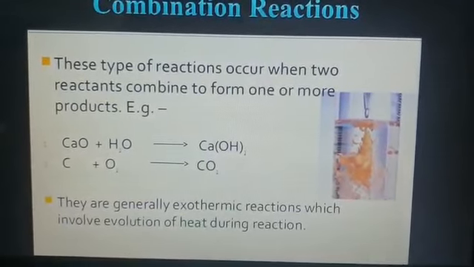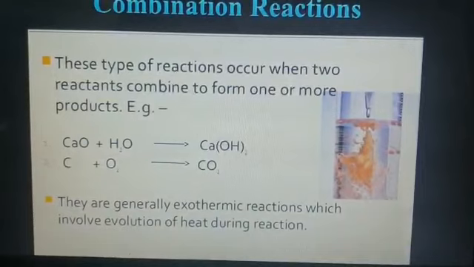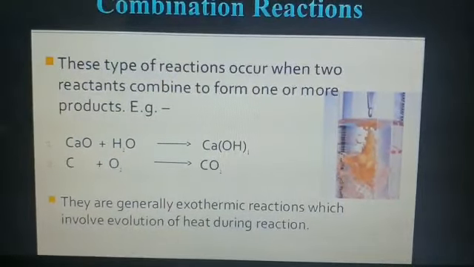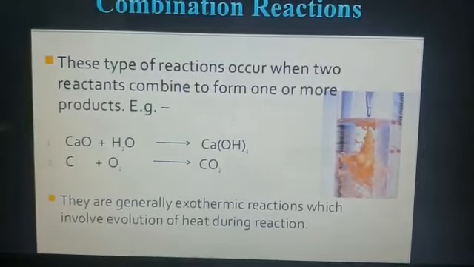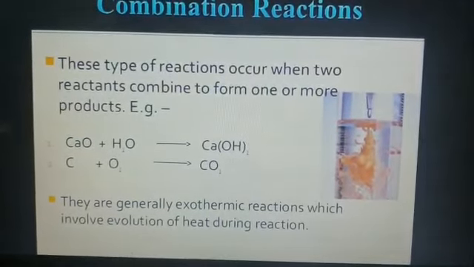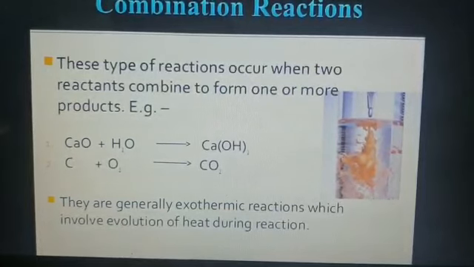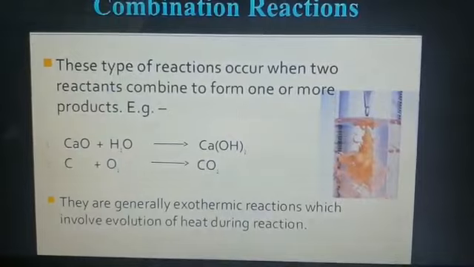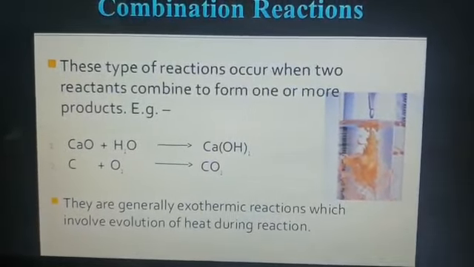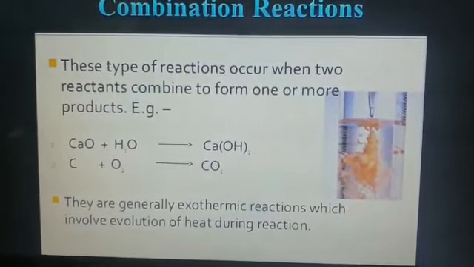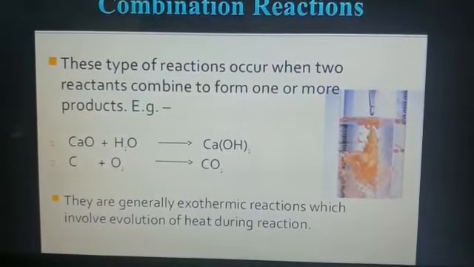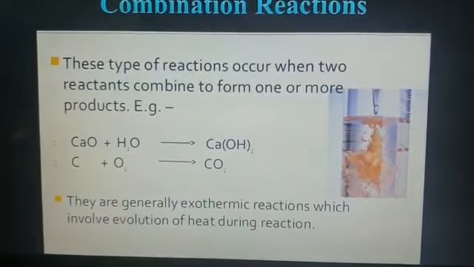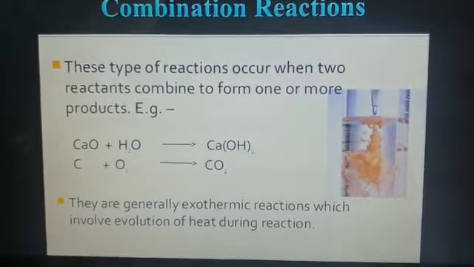These reactions are usually accompanied by the evolution of heat, and the reactions in which heat is produced are called exothermic reactions. Exo means exit, thermic means heat. So the reactions in which heat is produced are called exothermic reactions. So these reactions are generally exothermic reactions, which involve the evolution of heat.